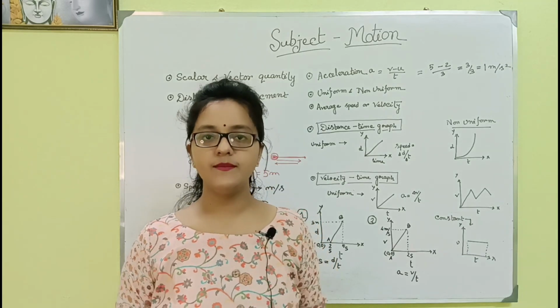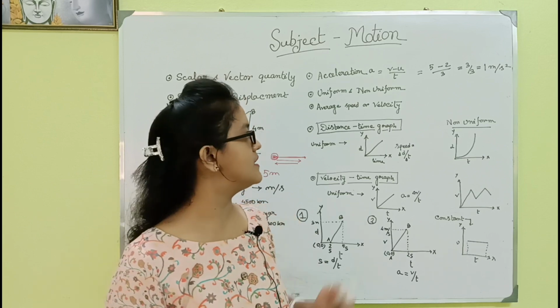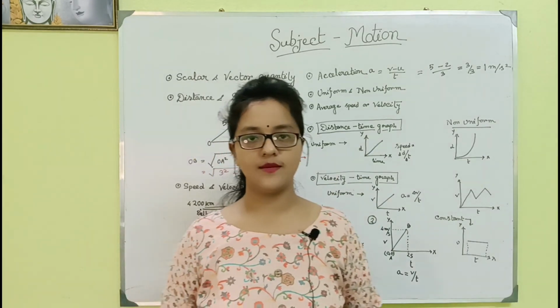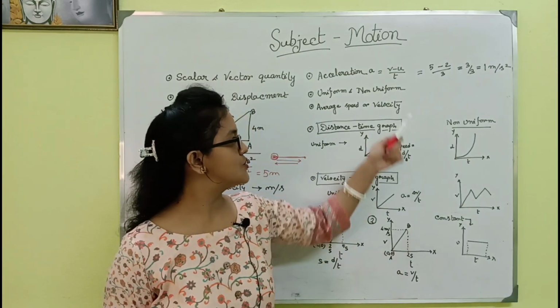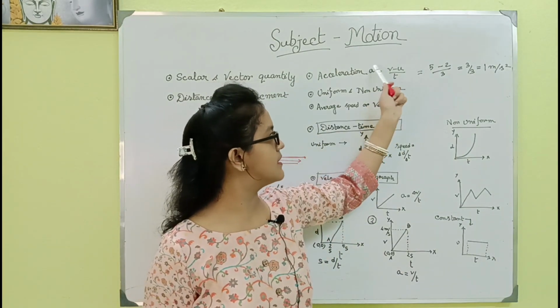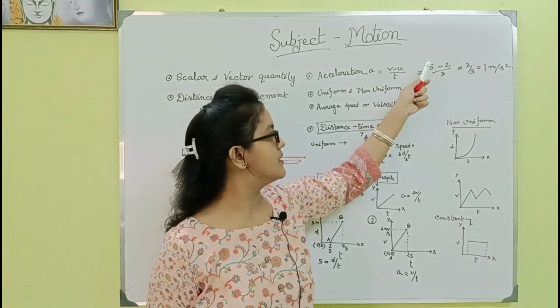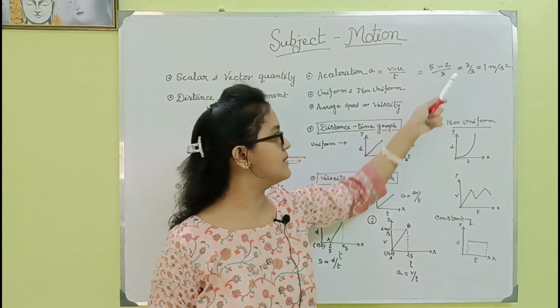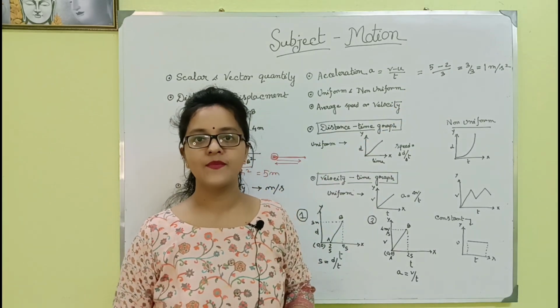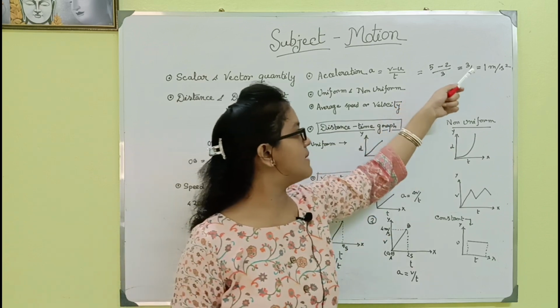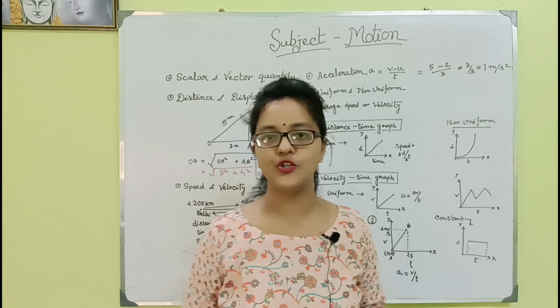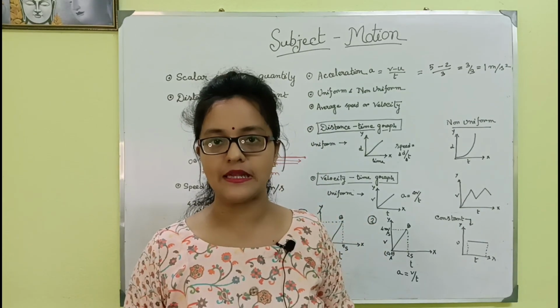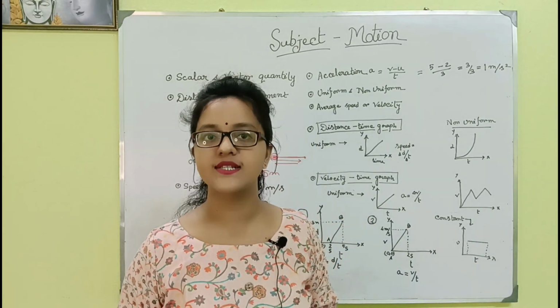A problem can come such as: the initial velocity is 2 meter per second, the final velocity is 5 meter per second. We put these in this formula, 5 minus 2, and the time taken is 3 seconds. So this is 3 by 3, 1 meter per second square. Yes, the SI unit for acceleration is meter per second square.